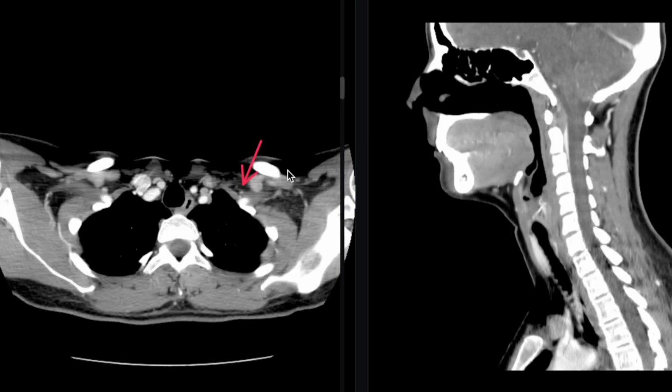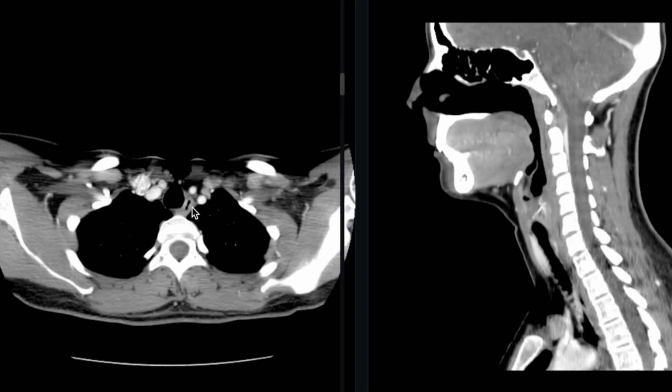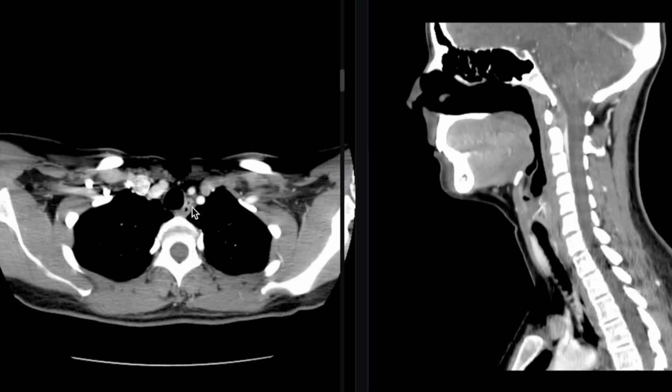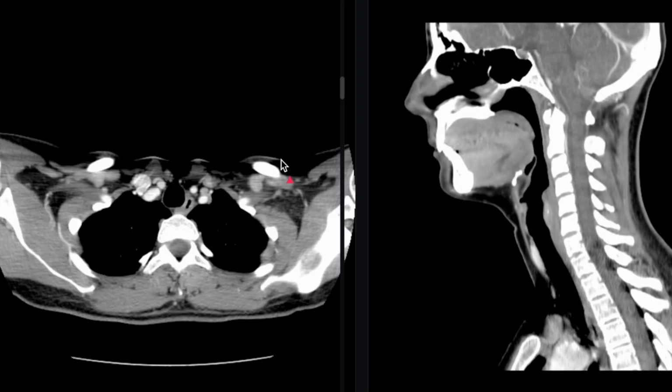And eventually, it'll dump into a larger vessel just underneath this bone here, which is the clavicle. So this is the subclavian vein. An important thing to point out with the subclavian vein is the muscle that actually separates the subclavian vein from the subclavian artery that we talked about earlier. Kind of like how the internal jugular vein is separated from the external jugular vein by the sternocleidomastoid muscle. In this case, however, the muscle is called the anterior scalene.